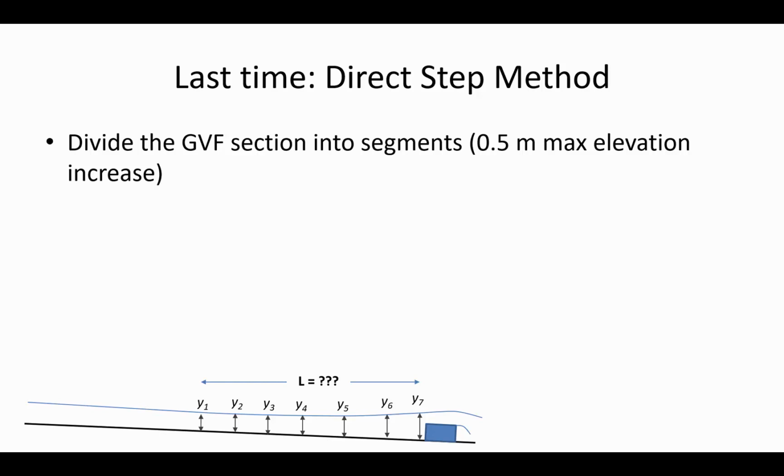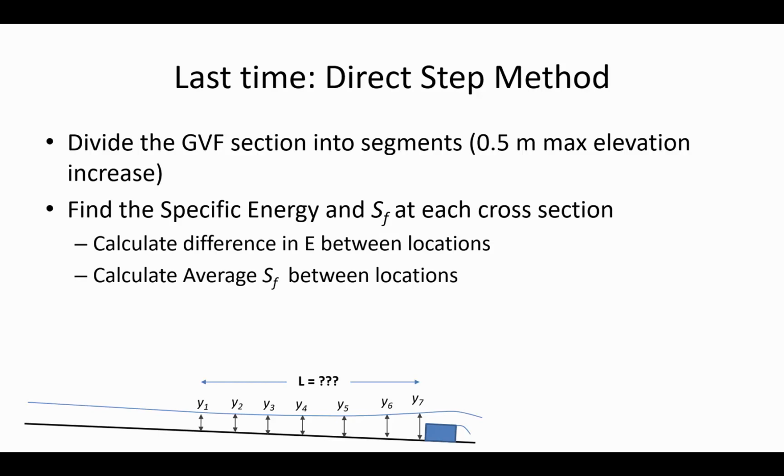And what we learned with the direct step method from last time is that if we divide the section into segments where the vertical deflection between depths is no more than 0.5 meters, we can add up those different pieces, and we're essentially approximating a curve with a series of straight lines. And so from 7 to 6, that was a straight line. From 6 to 5, a straight line. And so we were trying to integrate the change in depths with this direct step method that was in that spreadsheet approach that we used last time.